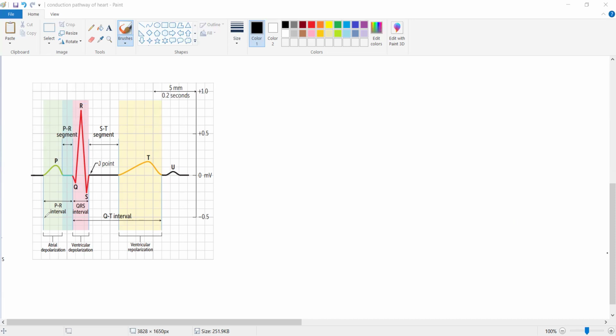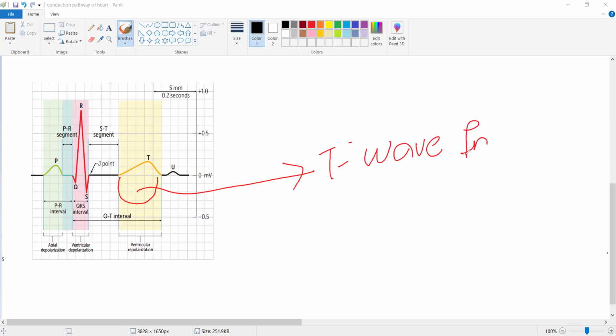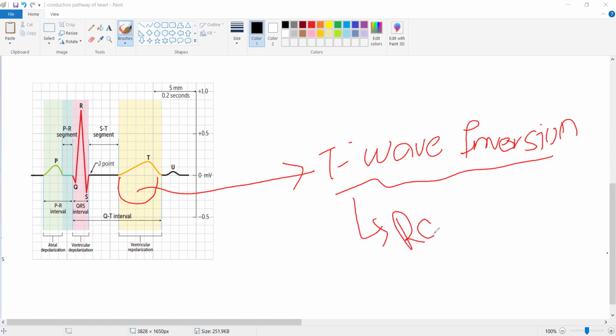What does the T wave clinically indicate? If the T wave inverts, T wave inversion takes place. It indicates recent MI or ischemia, right? Okay.